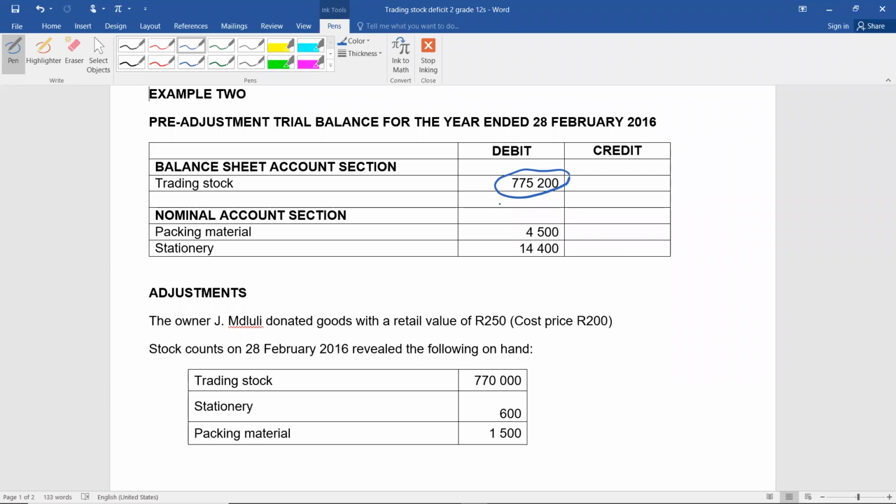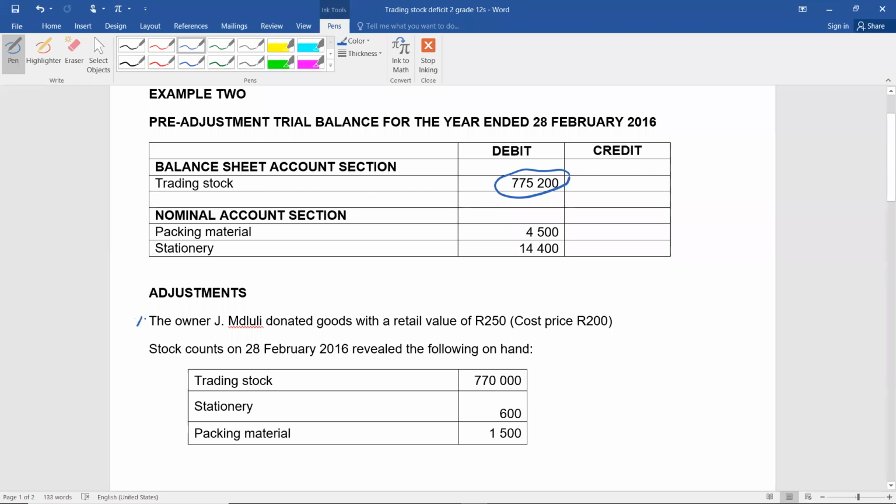The next person, which is Adam. At what price will your trading stock always be measured? Trading stock will always be measured at cost price, meaning that it increases at cost price and it decreases at cost price. Before we get to trading stock on hand, there is one adjustment.